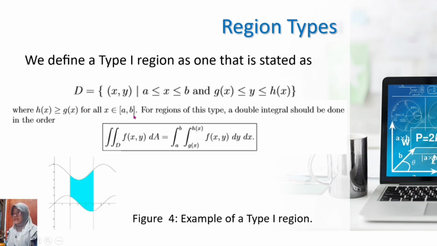For regions of this type, a double integral should be done in this order. So this is the order of the double integral of a type 1 region. We read this as the double integral over the region D of the function f of x, y dA is equal to the integration from a to b, and the integration from the function g of x to h of x, of the function f of x and y, dy dx.